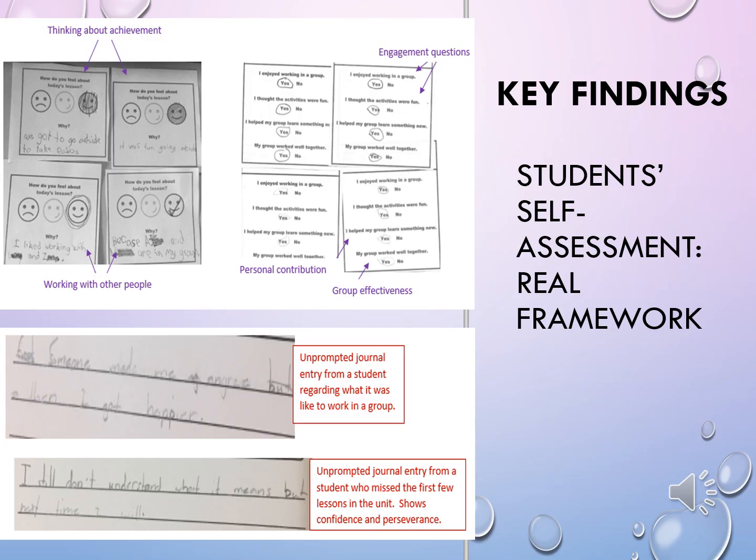Key findings. Students' self-assessment. The REAL framework. I employed some of the REAL framework to evaluate students' self-assessment data. I used Woodford and Munn's dimension of self-assessment, unidimensional questions, to get data on the effectiveness of their collaborative activities.